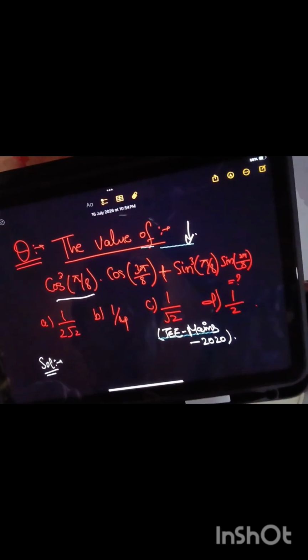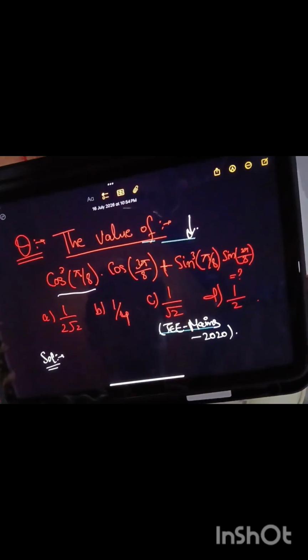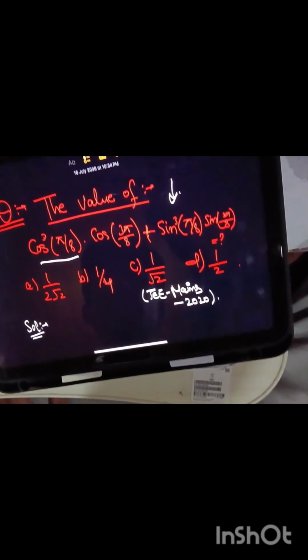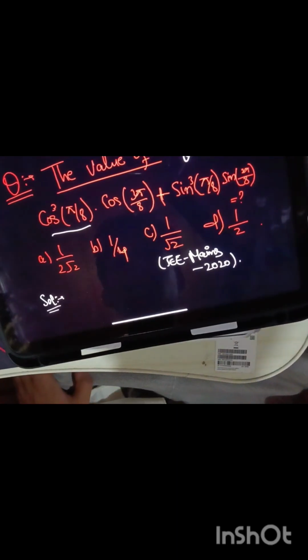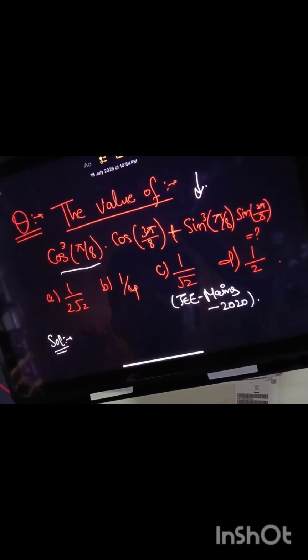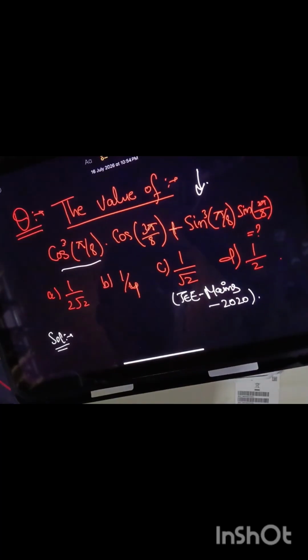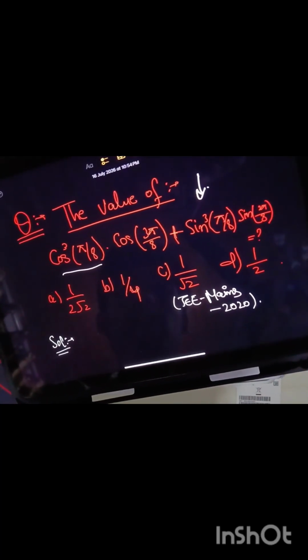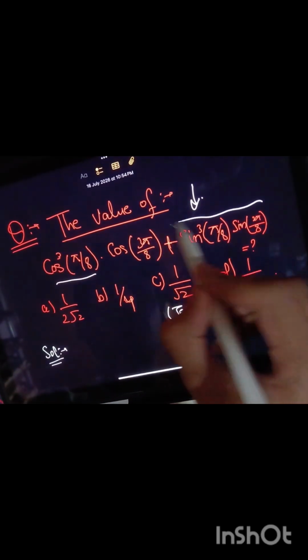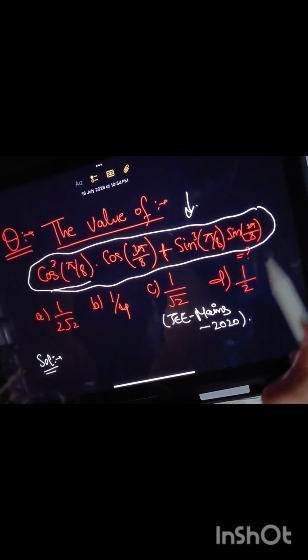In this video we are going to discuss a PYQ of JEE Mains 2020. The question is of trigonometry. It says: find the value of cos cube pi by 8 multiplied by cos 3 pi by 8 plus sin cube pi by 8 multiplied by sin 3 pi by 8. So basically the question asks us to find the value of this expression from the following options.